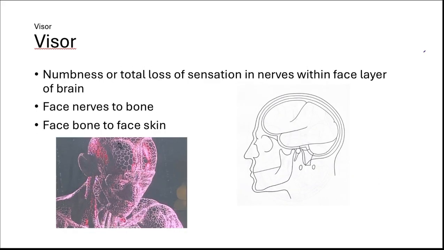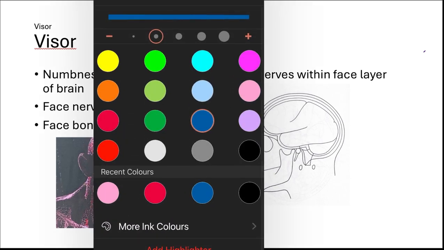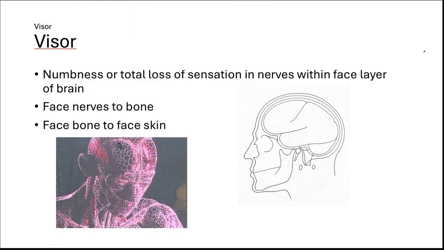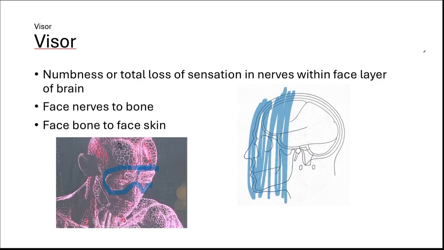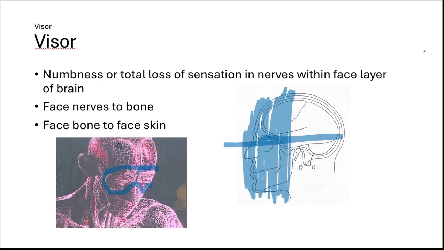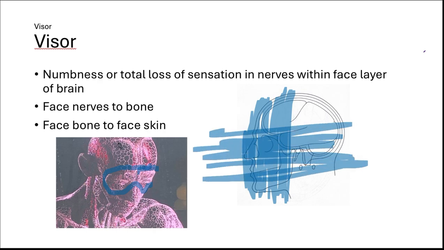Here it's got a numbness or total loss of sensation in nerves within a face layer of the brain. It's the face nerves to bone, face bone to face skin. So this is indicating that this process of this growth into the face tissue, skin and nerves has actually created some type of total eradication of sensations between, the self. I don't know if that really indicates it that well.